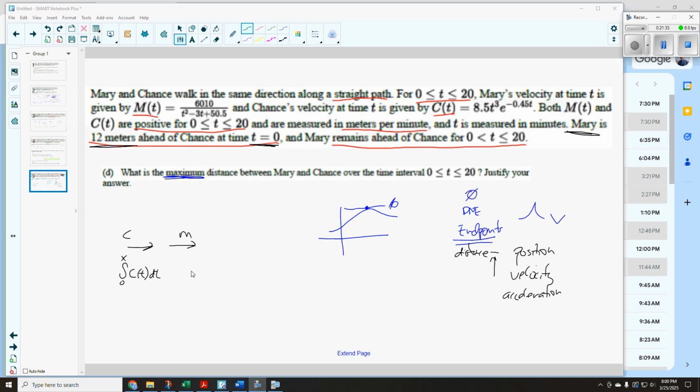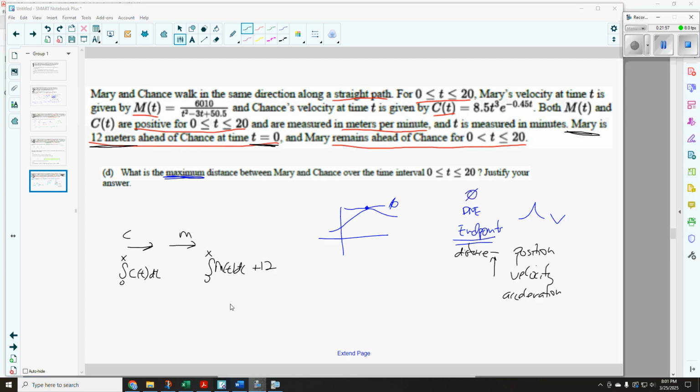Mary's position, on the other hand, is also going to be the integral from 0 to x of m of t dt, but it's going to be plus 12 because Chance is starting at the beginning and Mary gets to start 12 steps ahead of him. Now notice that the 12 is not part of the integrand. The 12 is separate. We're starting at 12 and then we're taking the integral of her velocity from 0 to x.